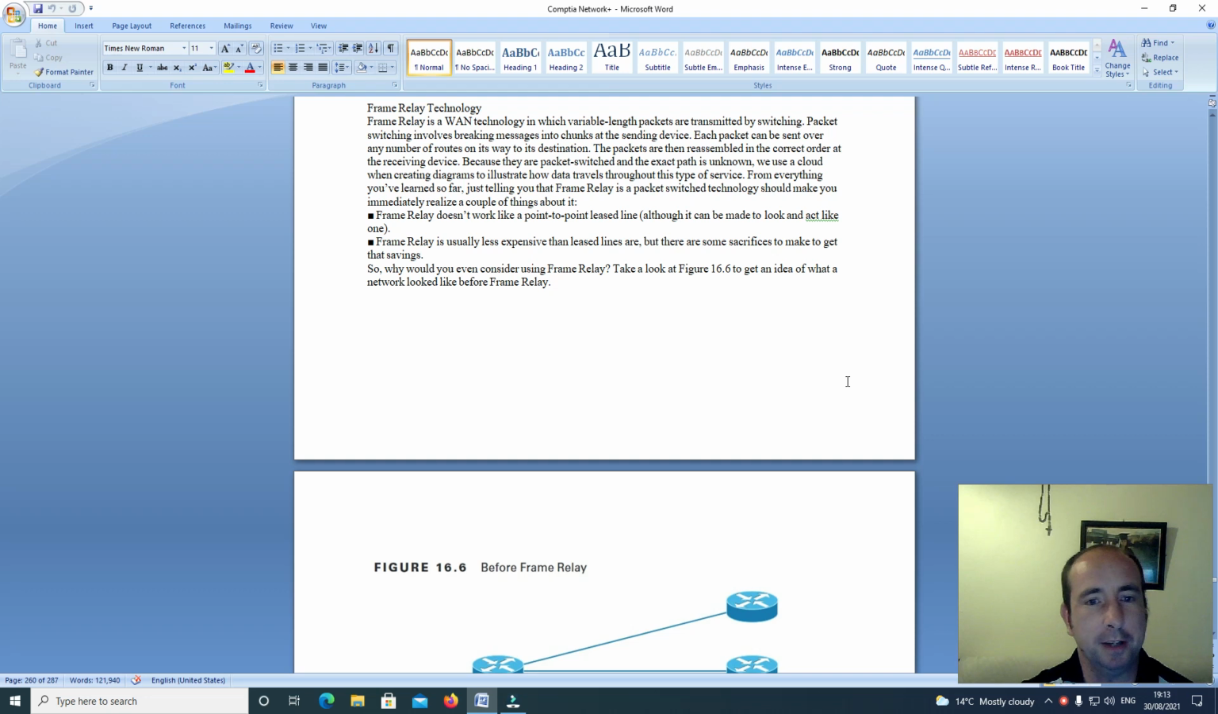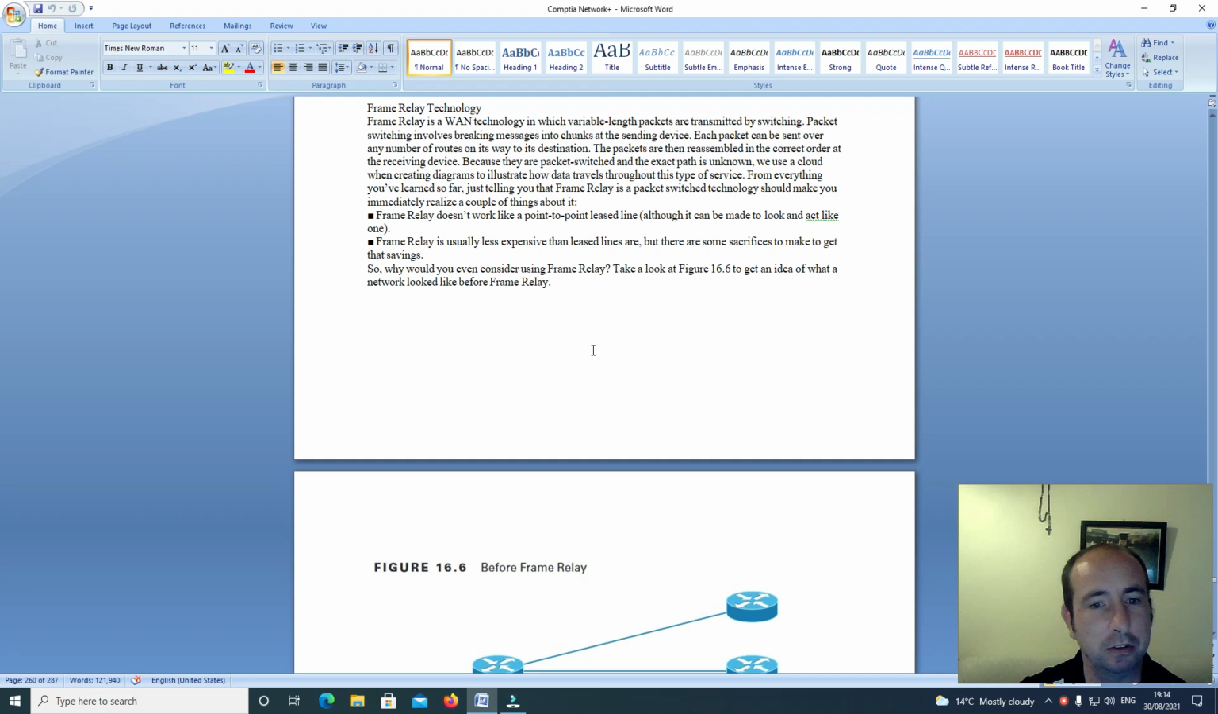Frame Relay is a WAN technology in which variable length packets are transmitted by switching. Packet switching involves breaking messages into chunks at the sending device. Each packet can be sent over any number of routes on its way to its destination. The packets are then reassembled in the correct order at the receiving device. Because they are packet switched and the exact path is unknown, we use a cloud when creating diagrams to illustrate how data travels through this type of service.